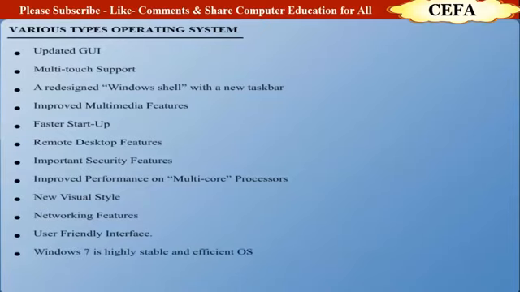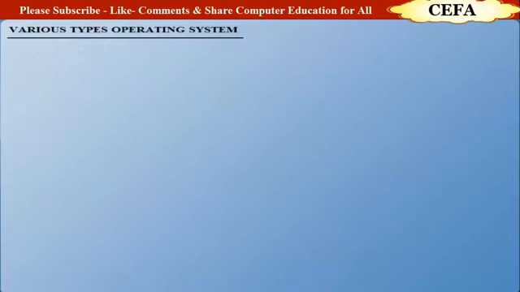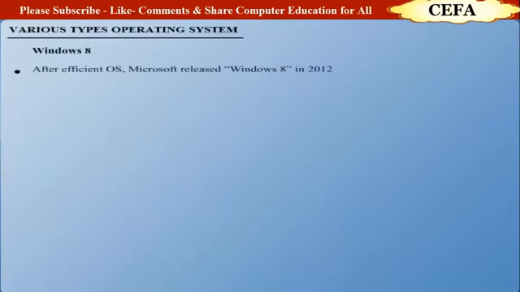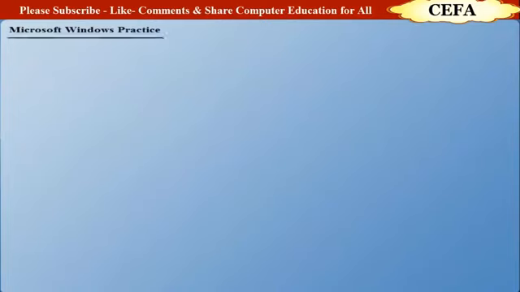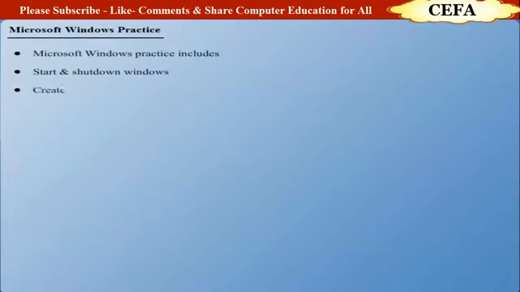Windows 8. After this efficient operating system, Microsoft released Windows 8 in 2012. It can also be used for all types of computers in personal, home, and business settings. Microsoft Windows Practice includes different tasks such as how to start and shut down a system, create and open icons, as well as open, close, and size windows, etc. All of the above tasks are briefly explained below.